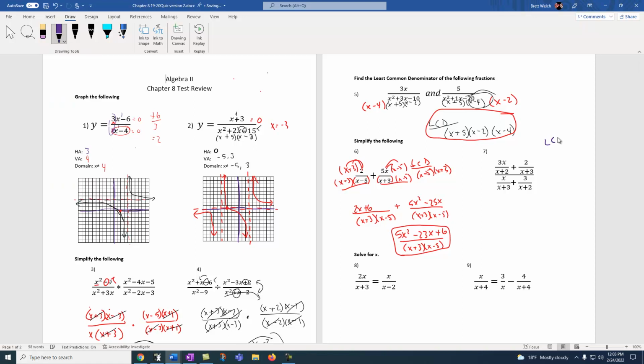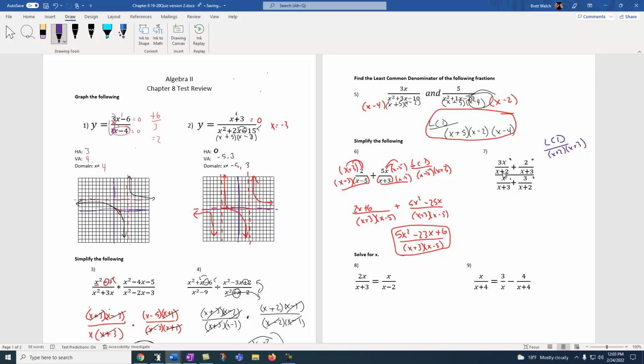It's really all about the LCD. On number 7, the LCD would be x plus 2 times x plus 3. You can see because we have x plus 2's and x plus 3's everywhere. If we multiply each one of these by the LCD, one part of the LCD is going to cancel.